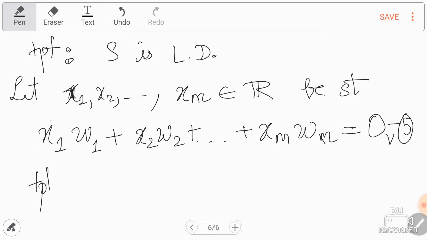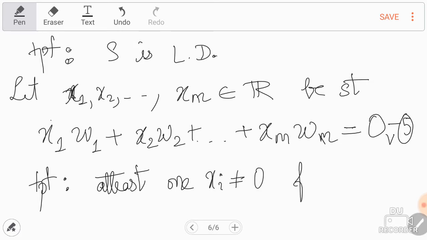What is our aim? Our aim is to show that at least one among these xi's is not equal to 0, for i between 1 and m. This is our aim, to show that at least one scalar, it can be x1 not equal to 0, or it can be x2 not equal to 0, or xm not equal to 0. Our aim is to show that at least one scalar is not equal to 0. How do we show that? Let us use what we have with us.